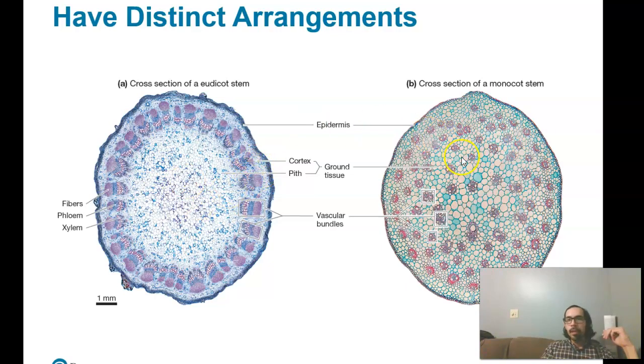Okay. And then for the cross section of the monocot stem, these are just scattered throughout. The vascular bundles are scattered throughout. And you also have ground tissue here, but because there's no specific regions, it's just called ground tissue here.